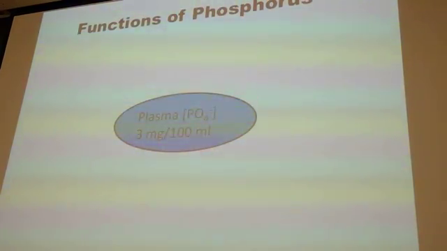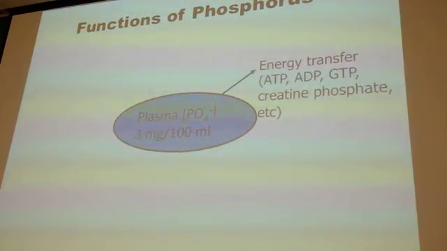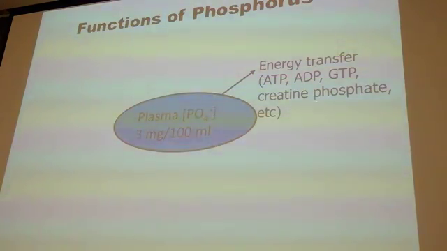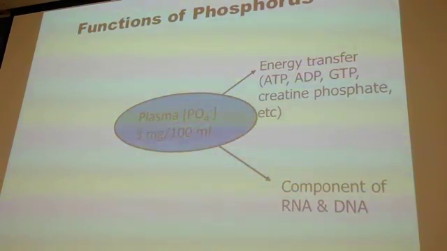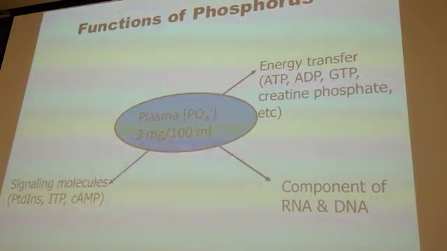Okay, so similarly, the other component that we're discussing today, phosphorus, which is often present in phosphate or inorganic phosphate, serves many functions in the cell. It's present in molecules involved in energy transfer, right? So ATP, it's present in these high energy bonds in these molecules. It's a component of RNA and DNA, so we have the phosphate sugar backbone that joins nucleotides, right? It's present in many signaling molecules like phosphatidylinositol or inositol triphosphate or cyclic AMP, right?